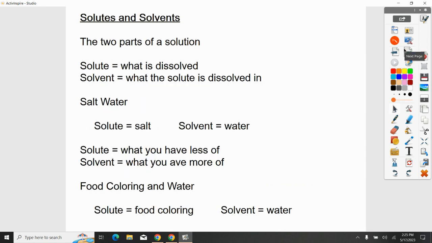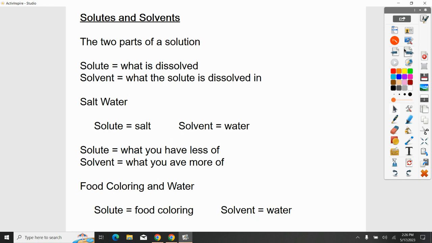A solution contains two parts. They are called the solute and the solvent. The solute is what is dissolved. The solvent is what it is dissolved in. So in the case of salt and water, the salt is what is actually dissolved. It's what disappears when you make your solution. The solvent is the water. That is what it is going to be dissolved in.